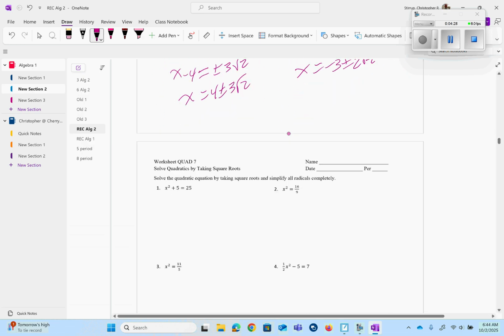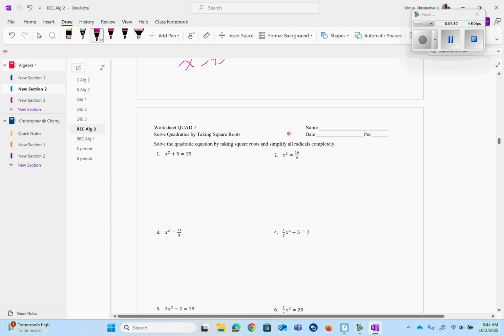Let's run through. This is the homework. If you're just utilizing this without practicing it, that doesn't mean you know it. It just means you're copying off of me.